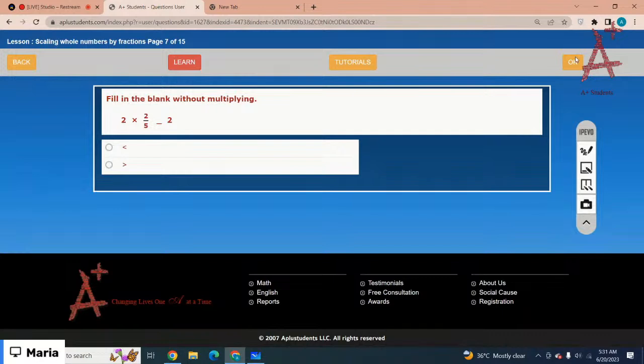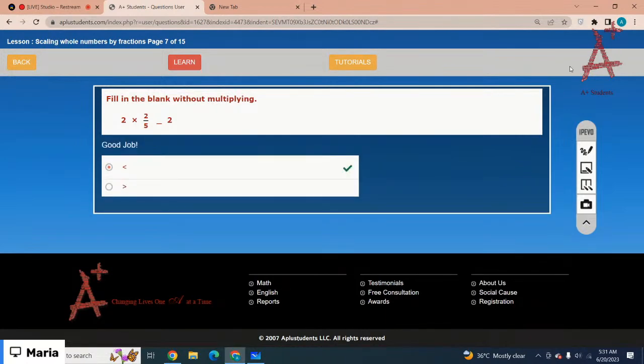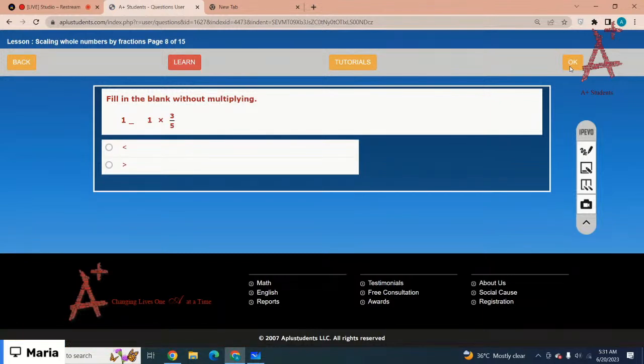Okay, fill in the blank without multiplying. So which is the correct option? The correct option is less. 2 times 2 by 5 is less than 2. Okay, fill in the blank. 1 times 3 by 5. Which is the correct option? 1 is greater than 1 times 3 by 5. Got it?